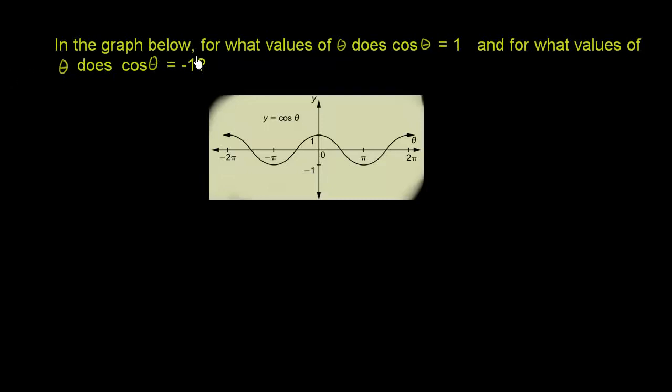In the graph below, for what values of theta does cosine of theta equal 1, and for what values of theta does cosine of theta equal -1? And they've very nicely graphed it for us. The horizontal axis is the theta axis, and the vertical axis is the y-axis. And so this is the graph of y is equal to cosine of theta.